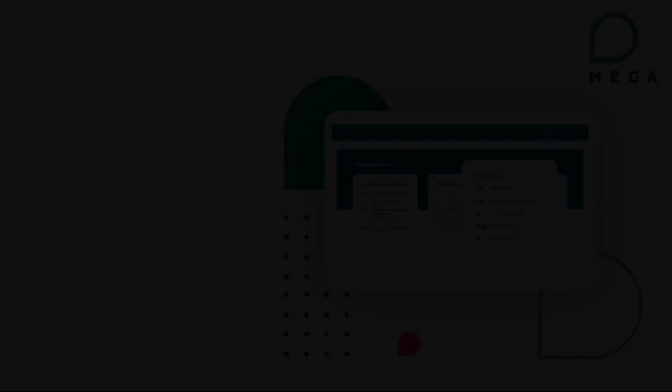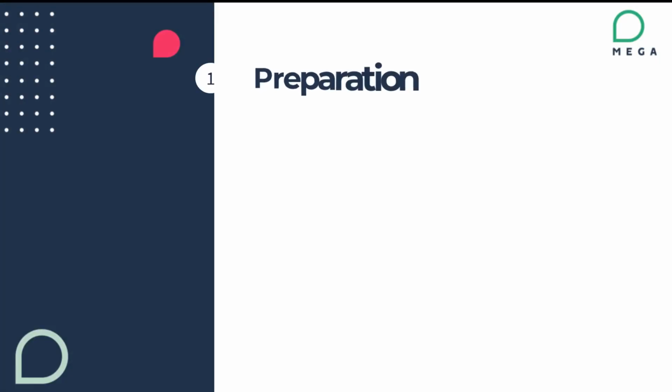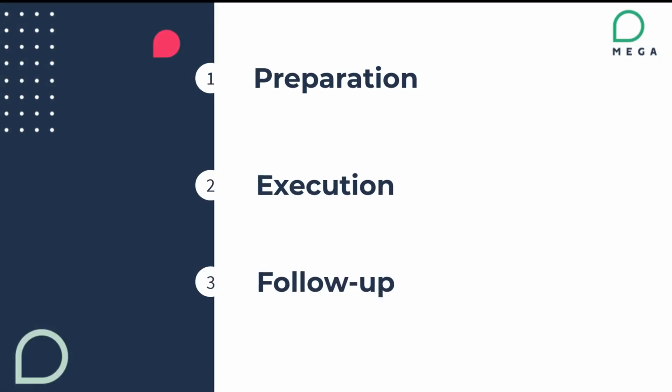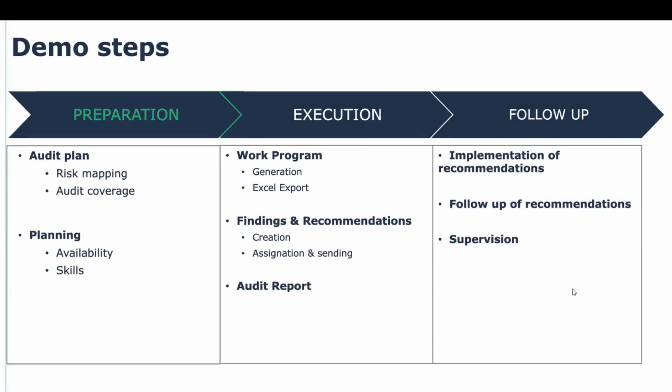Our demonstration will be divided into 3 parts: the preparation, the execution, and the follow-up. During the preparation, we will see how to define our audit plan from the different reports that exist in the solution. Then we will move on to the execution part, where we will see how to automatically generate our work program and carry out the different audits. Finally, we will be able to see how to globally follow up the progress of the audit plan and the implementation of the recommendations that were issued during the execution of the audits.